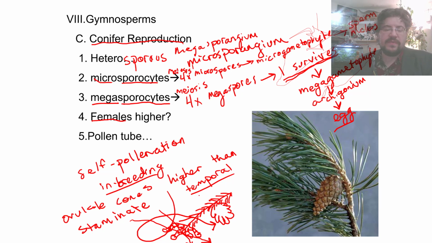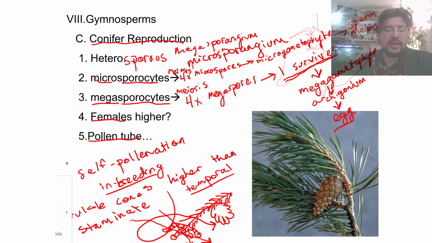So in one conifer, or not in just one, but in a given tree, you would have the staminate cones mature earlier than the ovulate cones so that the pollen cannot fertilize the ovulate cone. So you can have temporal prevention of inbreeding. Now, one of the fascinating things about reproduction is the pollen tube.